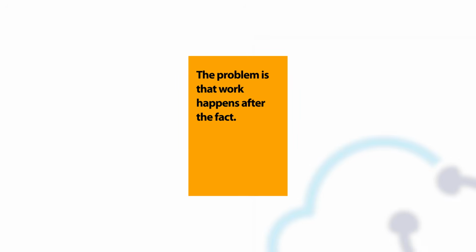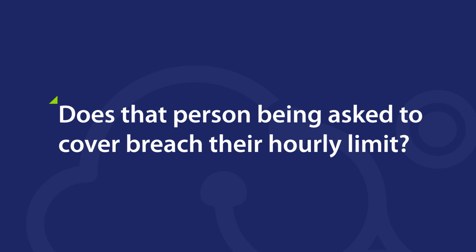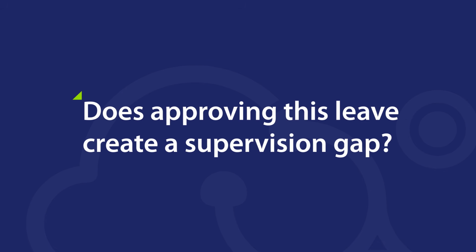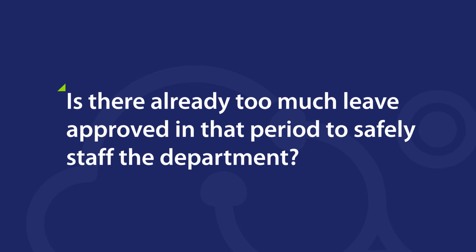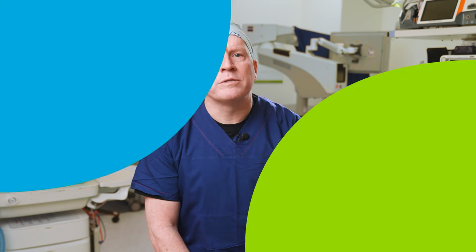Someone applies, you approve it, it goes on the calendar, done. The thing is, the real work is what happens after the leave is approved. Who covers that shift? Does the person being asked to cover breach their hourly limit? Does approving this leave create a supervision gap? Is there already too much leave approved in that period to safely staff the department? Partial automation, recording the leave but leaving the consequences to the administrator, does not actually save time. It just moves the manual work one step later in the process.